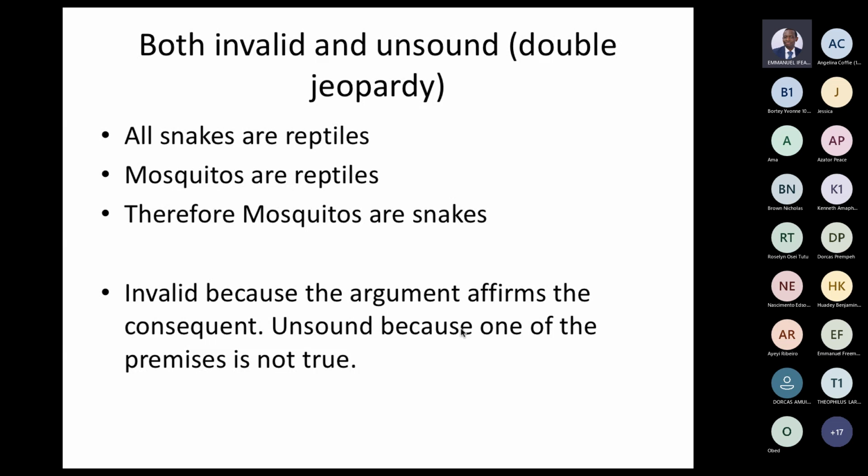You can have both invalid and unsound, which is a double jeopardy. All snakes are reptiles, that's true. Mosquitoes are reptiles, that's false. Therefore, mosquitoes are snakes, that's false. It's invalid. Now, mosquitoes are reptiles affirms the consequent. Apart from the fact that it is false, it also affirms the consequent. So the argument is invalid because it affirms the consequent, and it is also unsound because one of the premises is not true.